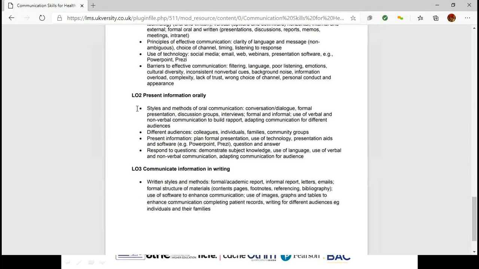So in 2.1, you're using different styles and methods of oral communication. There's a load of pointers here. You're talking about conversation or dialogue, formal presentations, discussion groups as another style of communication, interviews, and then formal and informal.